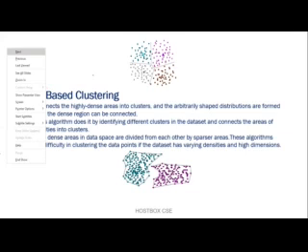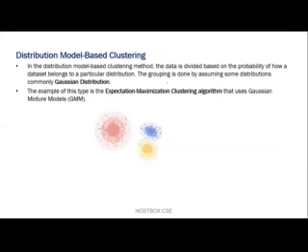Here is distribution model based clustering. In this method, the data is divided based on the probability of how a data set belongs to a particular distribution. Here we can say the distribution is commonly a Gaussian distribution. An example of this is the expectation maximization clustering algorithm that uses Gaussian mixture models. This is the example diagram where we can get an idea about distribution model based clustering.